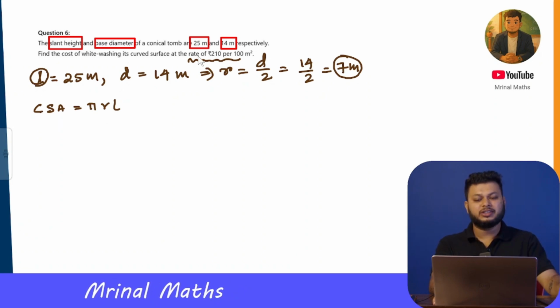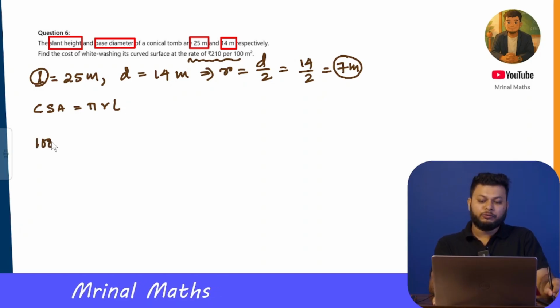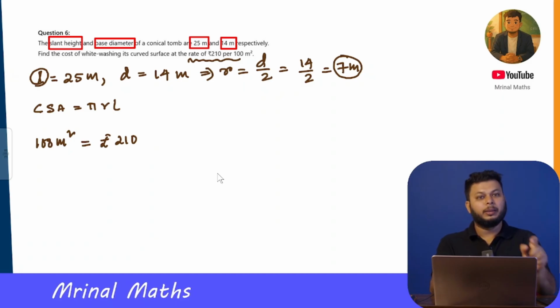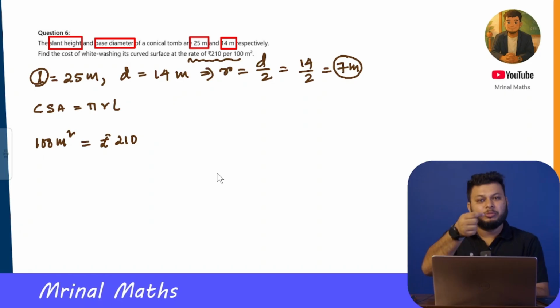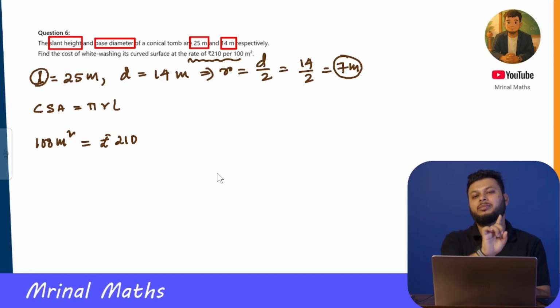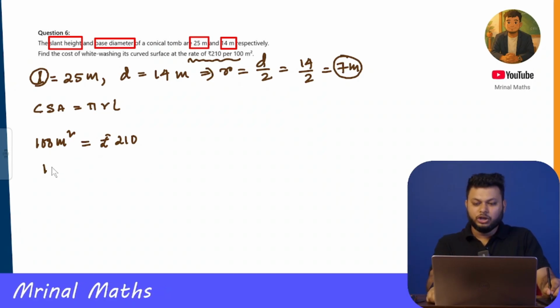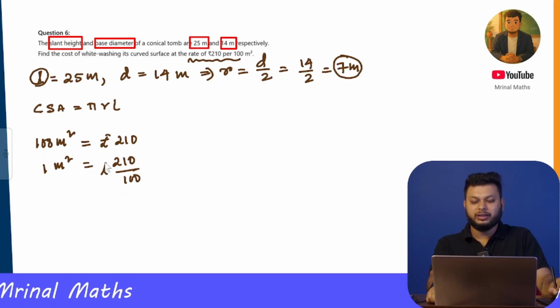Now let us resolve the second part of the question. They said for painting 100 meter square, the cost is rupees 210. But we are looking for painting 1 meter square only, so that by the unitary method, if we find the cost of painting 1 meter square, the rest we can easily multiply and get our result. So cost of painting 1 meter square will be 210 divided by 100, this much.